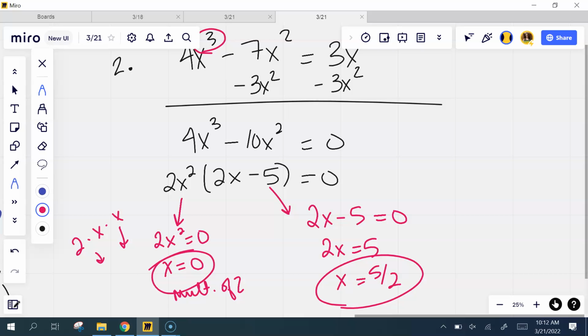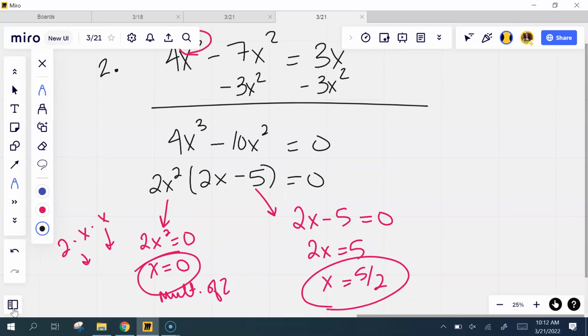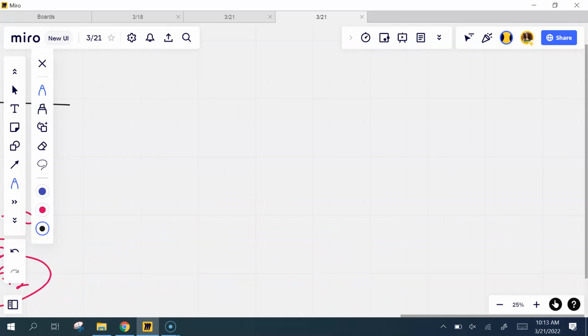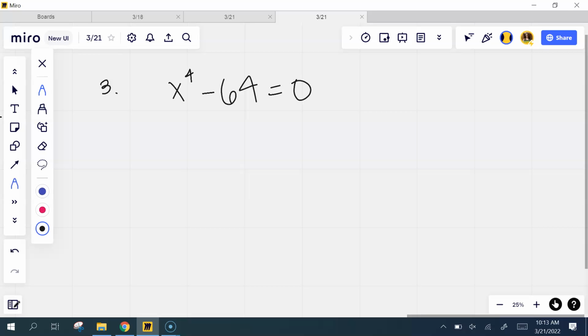Let's go through number 3. X to the 4th minus 64 equals 0. What the heck? They're both perfect squares. You're exactly right. Difference of 2 squares. What's the square root of x to the 4th? What's the square root of 64?